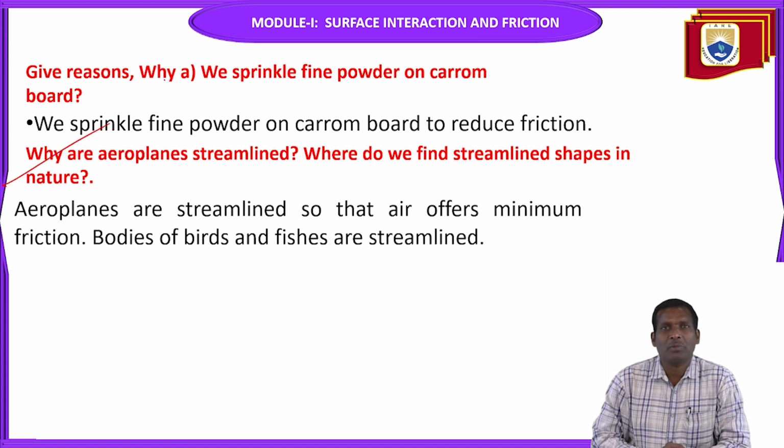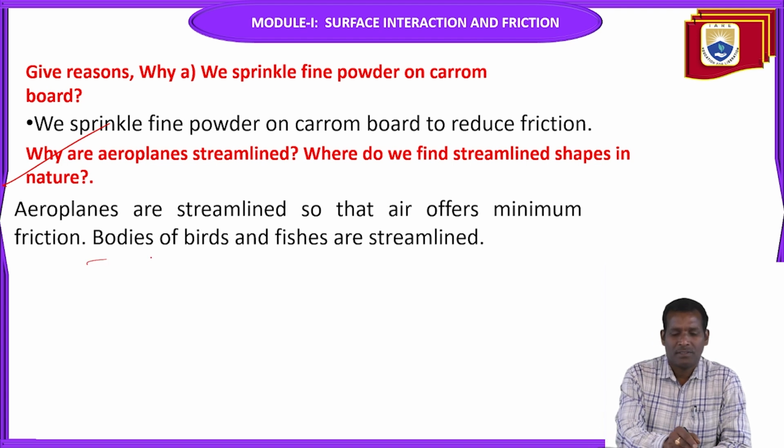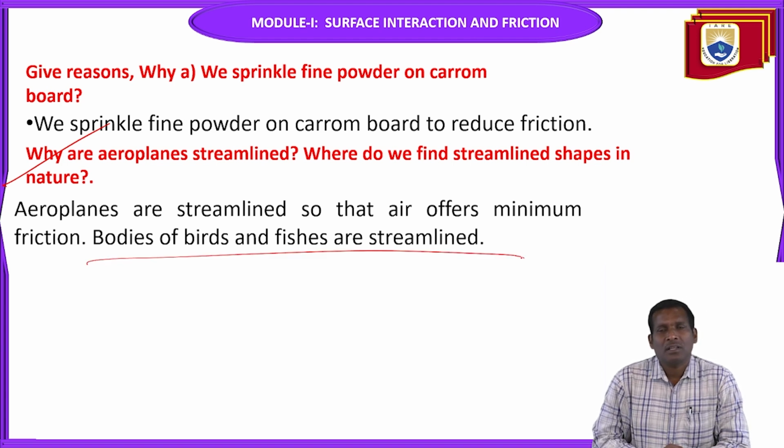And why are aeroplanes streamlined? Where do we find streamlined shapes in nature? Aeroplanes are streamlined so that air offers minimum friction. The bodies of birds and fishes are streamlined, so that they also face minimum friction. In nature, the streamlined shapes are the bodies of birds and fishes.